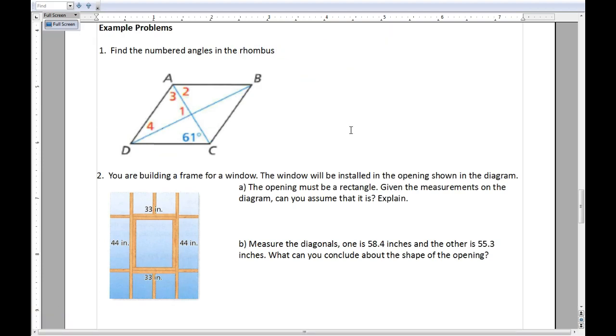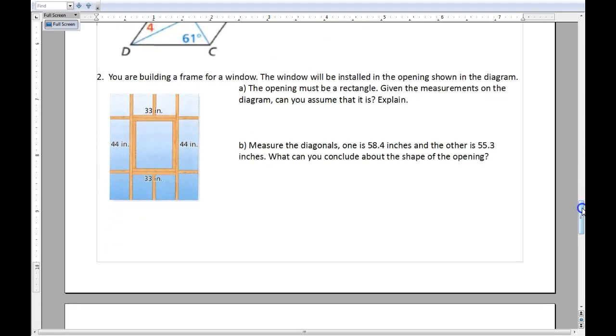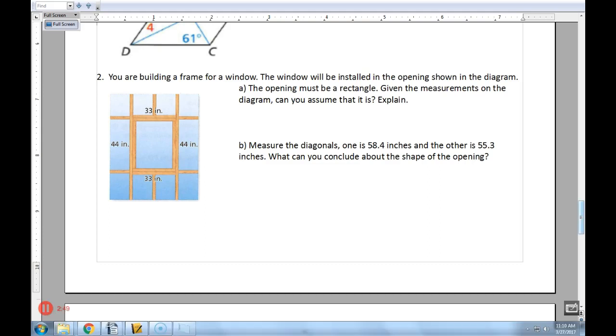You're building a frame for a window. The window will be installed and the opening shown. They give me a drawing over here, framed in with wood. It says the opening must be a rectangle. Given the measurements of the diagram, can you assume that it is? Well, the only thing I can see in the diagram is that this side is the same length as this side, and I also see that this side matches this side. So the answer is no.